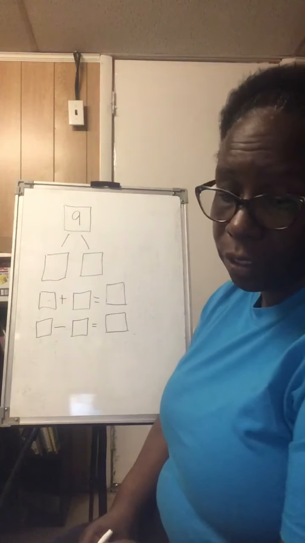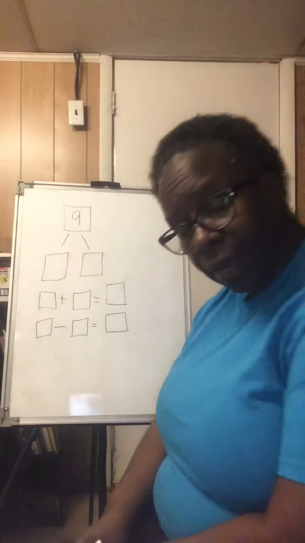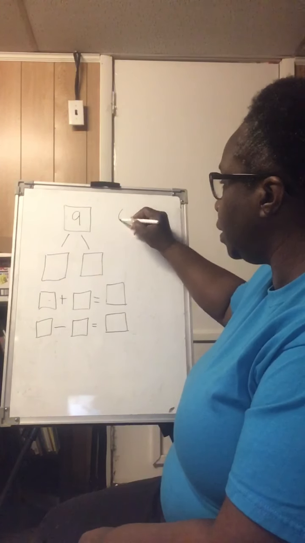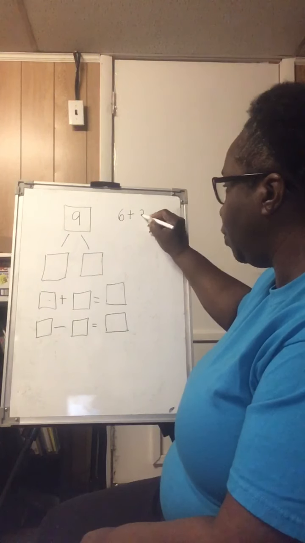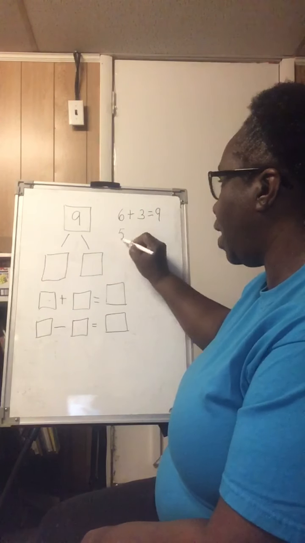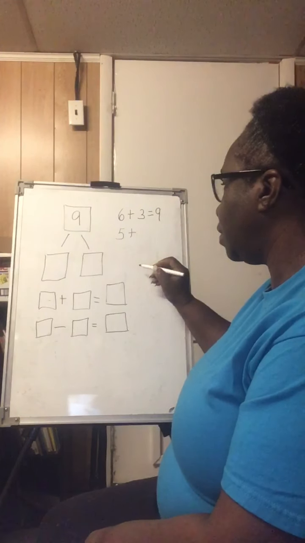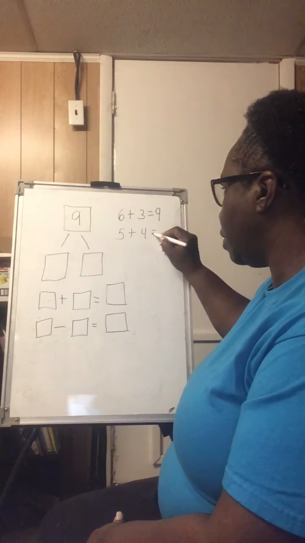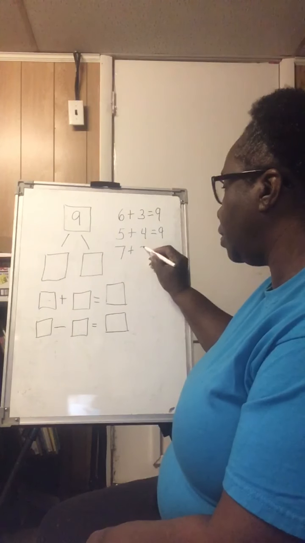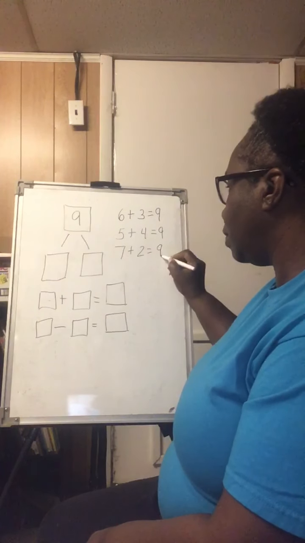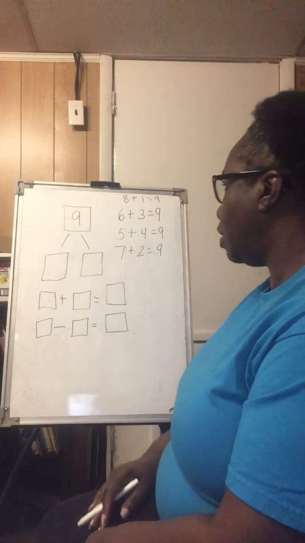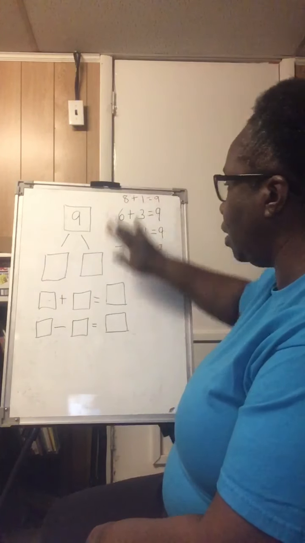There are different numbers you can use. There's no set number. So let's go and make us a number sentence. So I can go 6 plus 3, 5 plus 4, 7 plus 2, 8 plus 1. Okay, so all these equal 9.